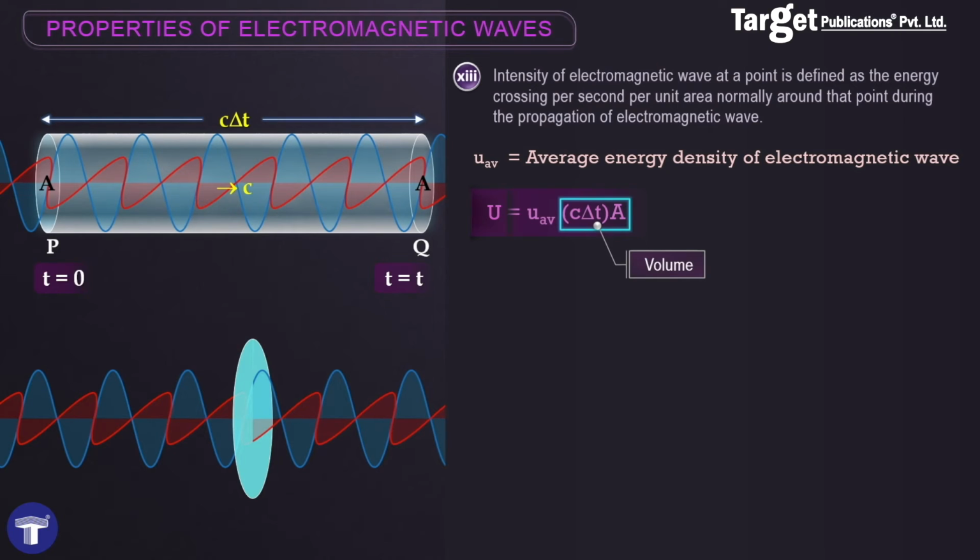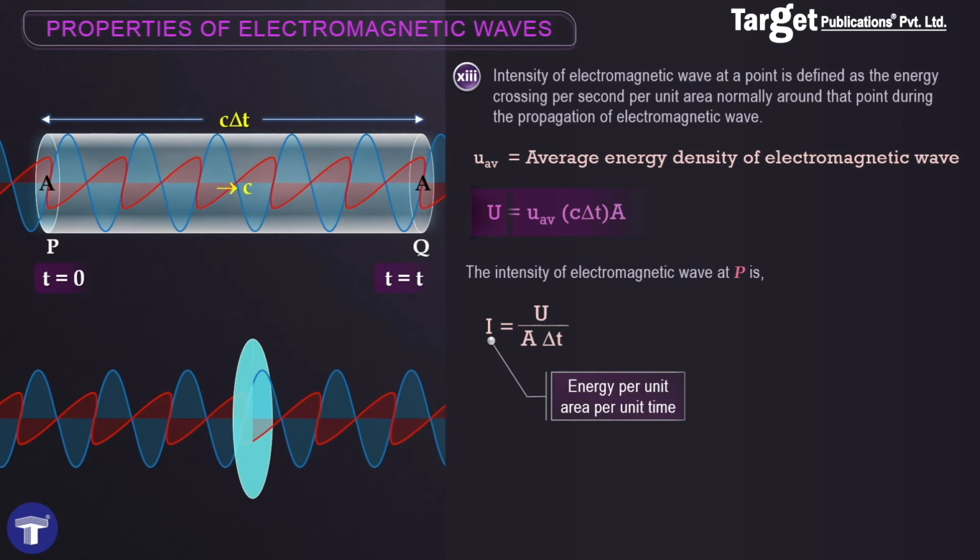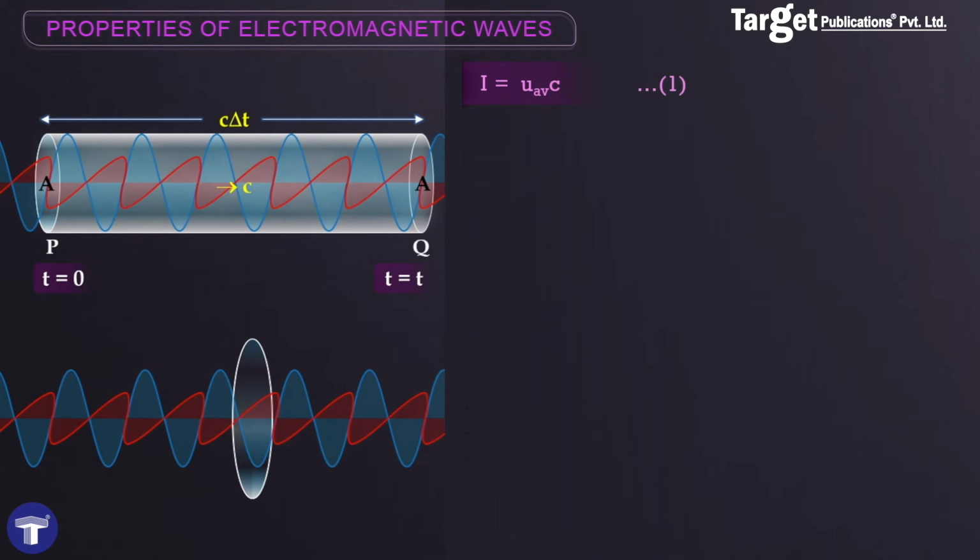Intensity is energy per unit area per unit time, and therefore I write I is equal to U upon A delta T. Substituting the expression for U from above, I get I is equal to UAV C delta T A upon delta T A, and delta T and A get cancelled, and this gives me that the intensity of the electromagnetic wave at any point is equal to UAV into C. That is, it is the multiplication of the average energy density of the electromagnetic wave with the speed of light c. Once you have this formula that I is equal to UAV C, you can write down what UAV is either in terms of the electric field or in terms of the magnetic field.